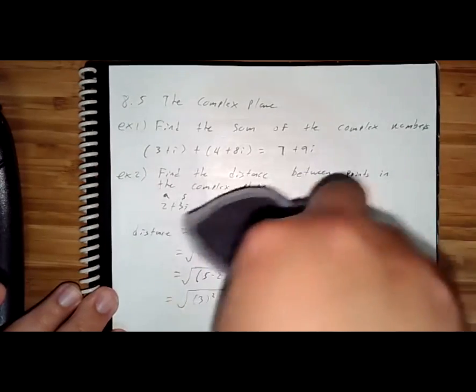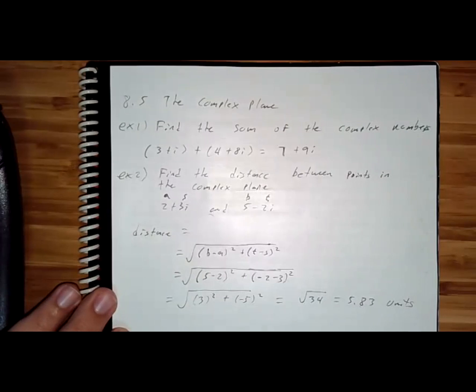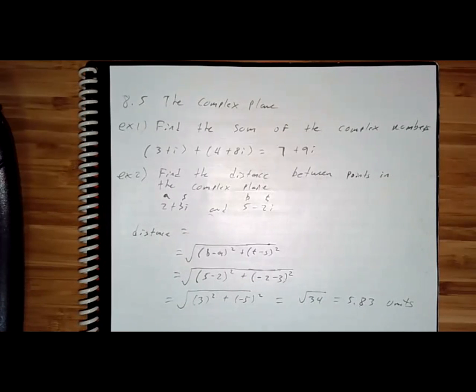Sir, how do you get the calculator to spit out 5.83? Every time I enter it, it just keeps giving me the square root of 34. There was a button, remember? Oh yeah, that button. Okay, thank you. Okay. I remember now. All right. No worries.